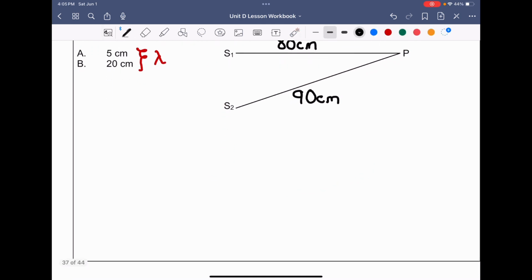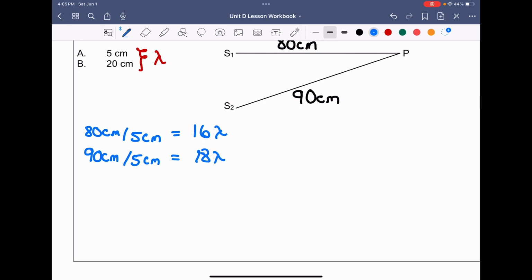To solve this algebraically, we're going to go below and do this first case in blue: 80 centimeters divided by 5 centimeters. This gives us a total of 16 wavelengths, or 16 lambda. When we do the same thing for the second line segment, 90 centimeters divided by 5 centimeters, we end up getting 18 lambda.